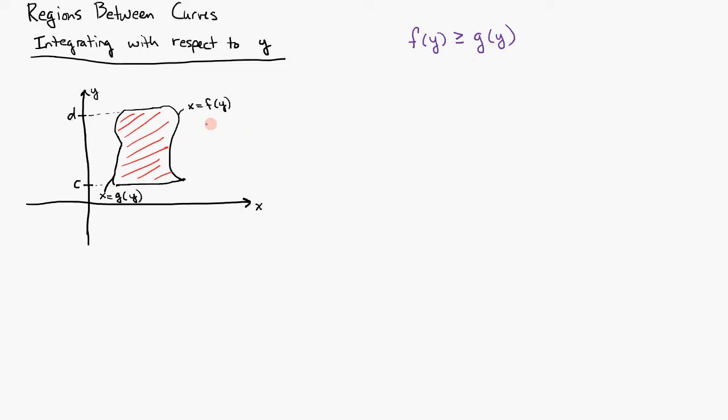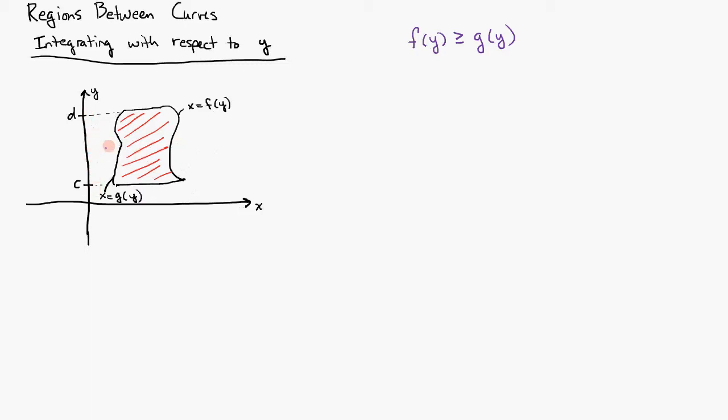What that means in terms of the diagram is that the curve given by f of y is to the right of the curve given by g of y. It's to the right because it's in the more positive x direction. We want to compute the area of the shaded region, but because the region is oriented slightly differently, in this case we're going to set up the integral with respect to y.